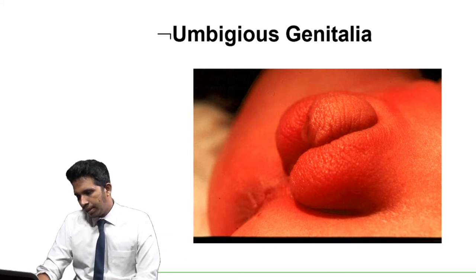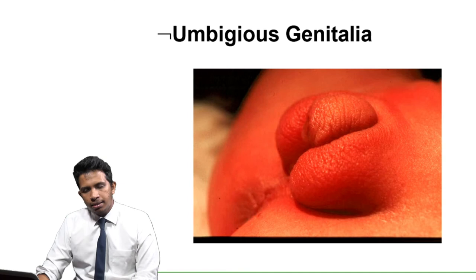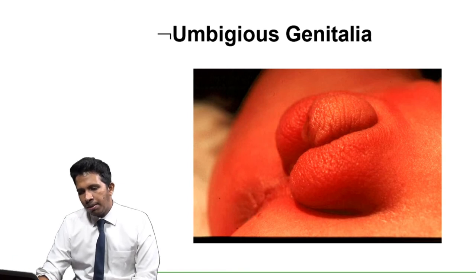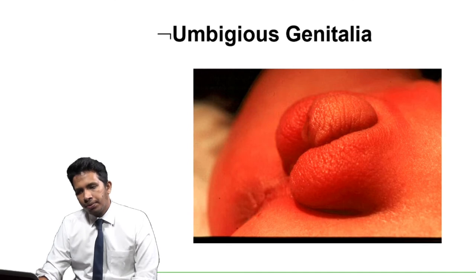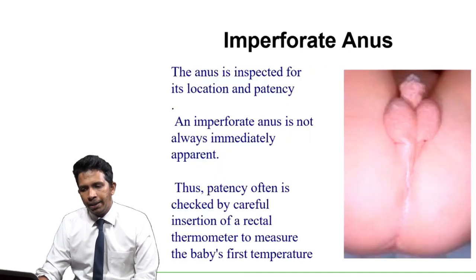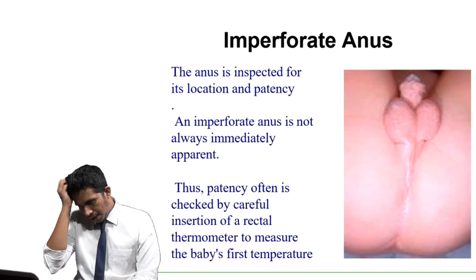As you can see, this is an ambiguous genitalia, a female child appearing to have a male genitalia, seen in congenital adrenal hyperplasia. Okay.